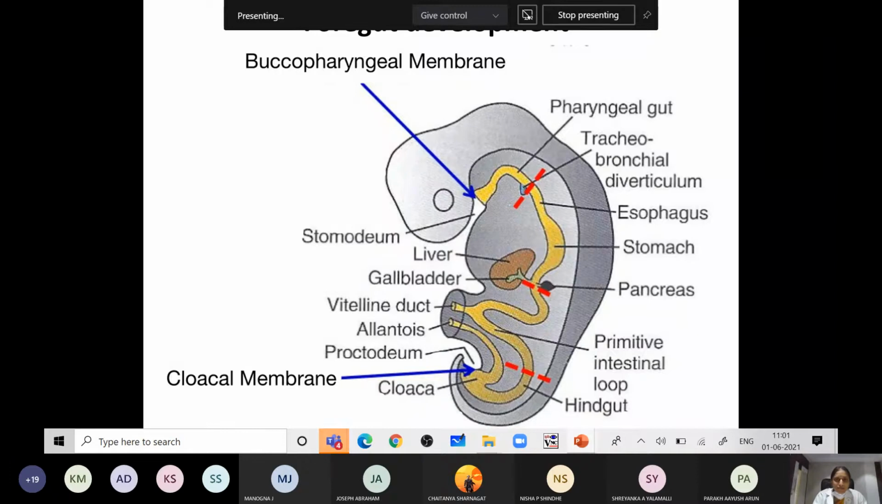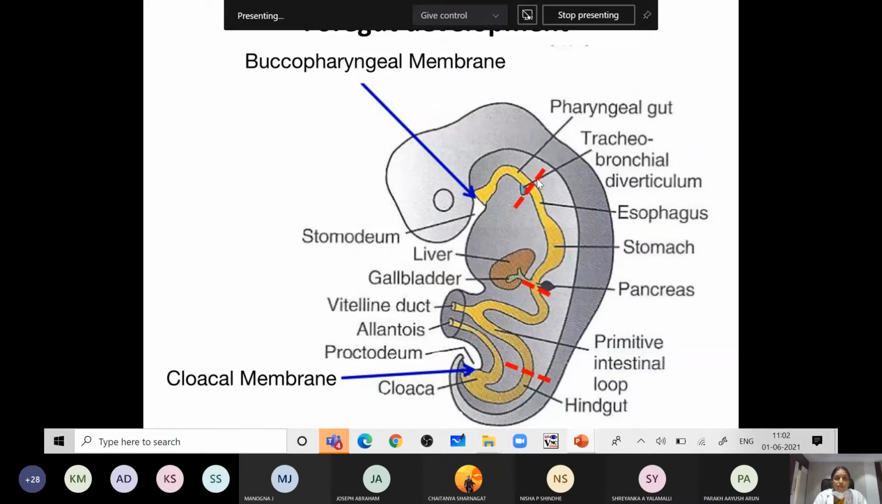The slide is visible now? Yes, ma'am. Okay. So this is the sagittal view of the developing embryo. So here, this yellow structure that is shown is the foregut. It is divided into 3 parts. Sorry, this is the whole GIT which is divided into 3 parts.